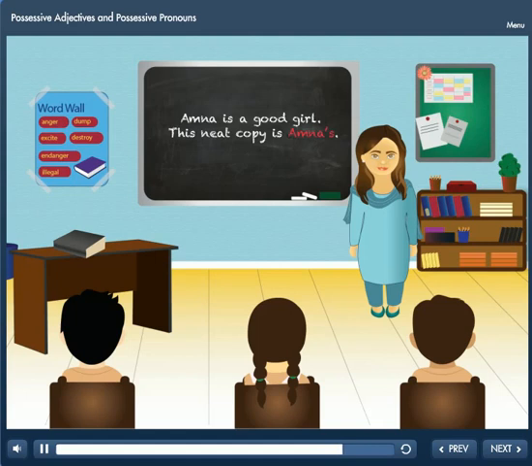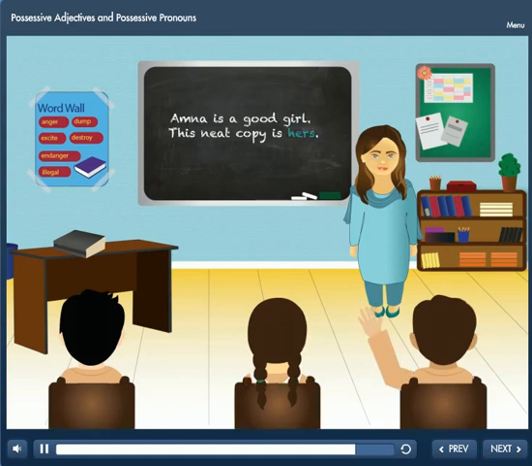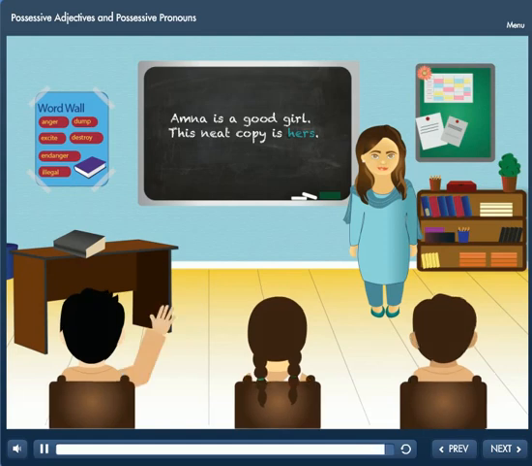Amna is a girl, so we will find the correct possessive pronoun for her. Who can help me? Hers. Yes, Abid. The correct possessive pronoun for Amna is hers. Can someone read the completed sentence? The neat copy is hers. Great.